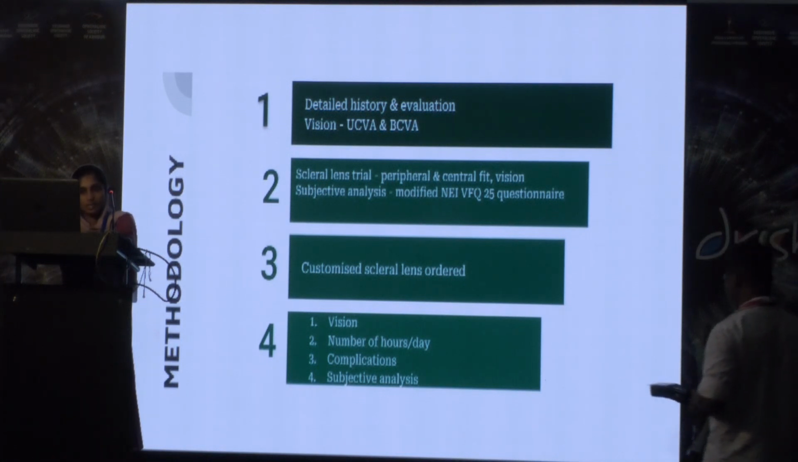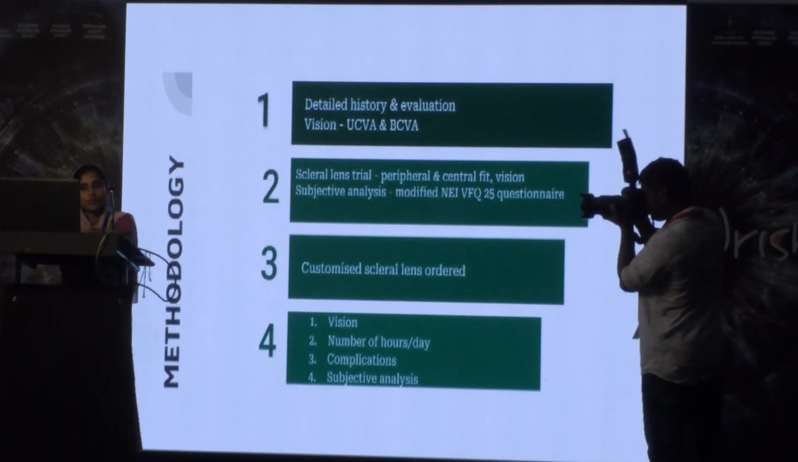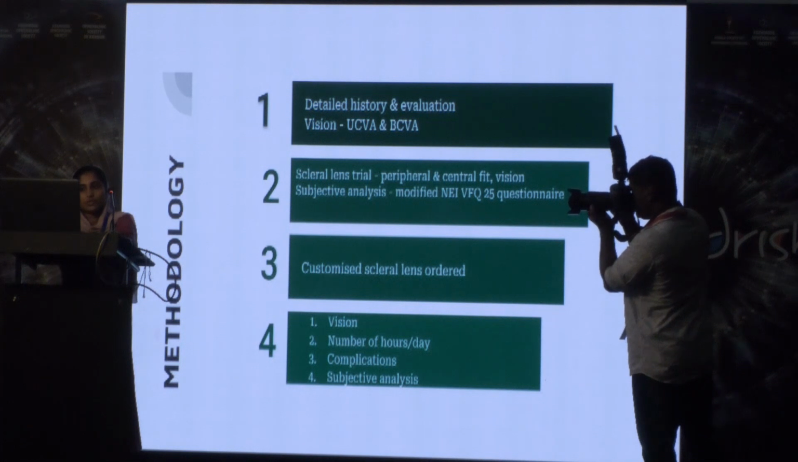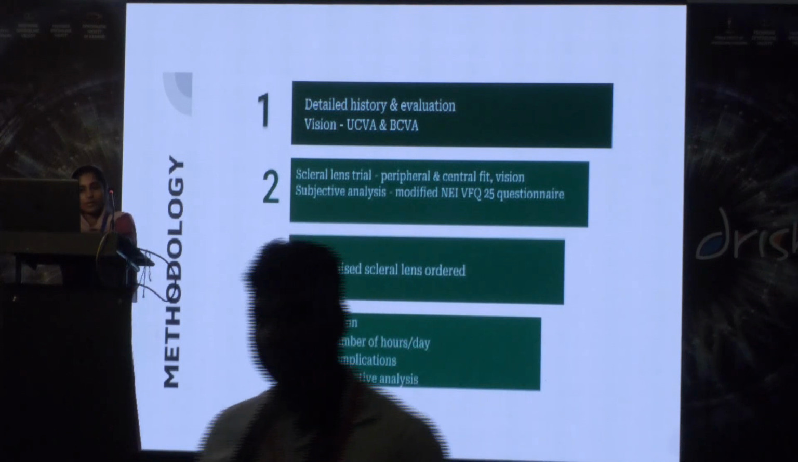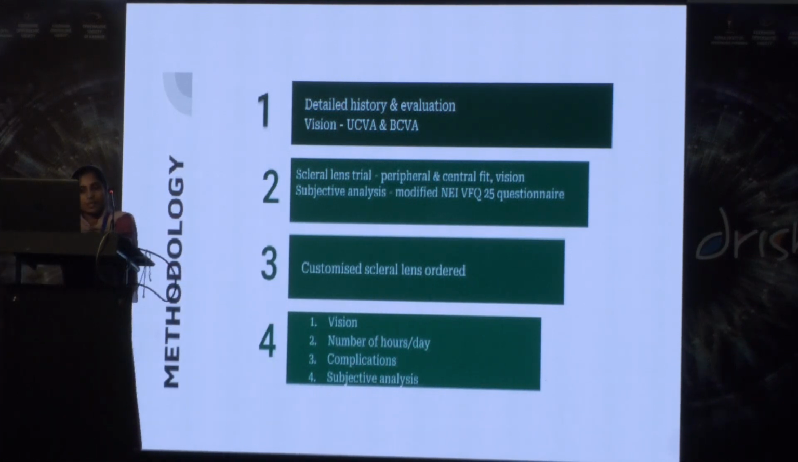The patient was given a questionnaire which is based on the modified NEI, National Eye Institute Visual Function Questionnaire 25, which assesses the subjective evaluation of the patient, the subjective difficulties of the patient without any correction or with the impaired vision. Next, a customized scleral lens is ordered, and the patients were followed up after a period of 3 months, in which we record the vision with scleral contact lenses, the number of hours per day the patient is wearing the scleral contact lens, any complications with the use of scleral contact lens, and the subjective analysis is rechecked with the use of scleral contact lens.